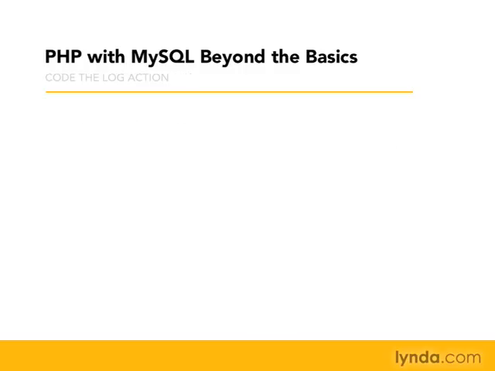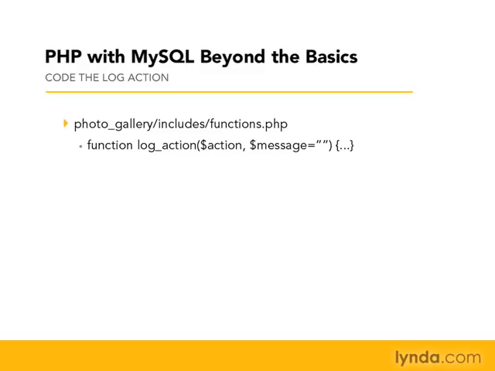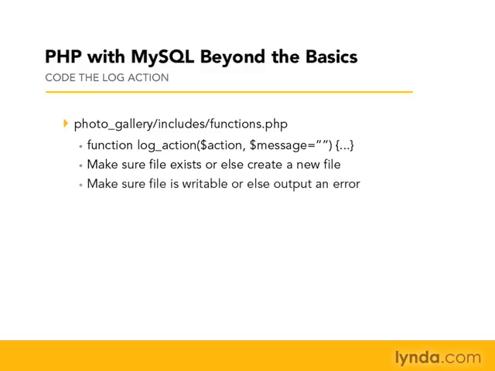The first is that we're going to need to code the log action. And we're going to do that in functions.php, and the function will be called log_action, and we'll give it two parameters: the action that we want to log, and then a message to go with it. So you'll want to write that PHP code to make that happen. So inside there, you're going to want to make sure that the file exists, and if it doesn't, you're going to want to create a new file. You're going to also want to make sure that the file is writable, and if not, then output an error.